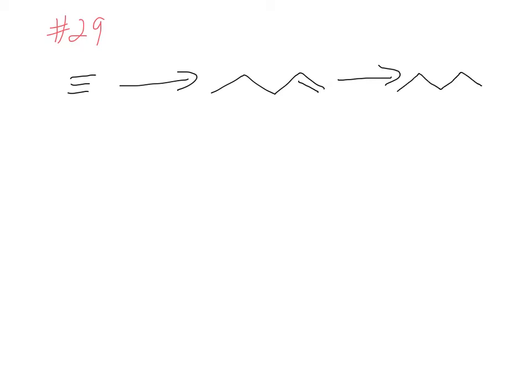Okay. This one is number 29. It's starting with this alkyne, and they're saying from there you're going to make this alkene, and from there you're going to make this carboxylic acid. Alright? So, we should always try to number our carbons. So we'll start at the beginning. Let's just say this is 1 and 2.